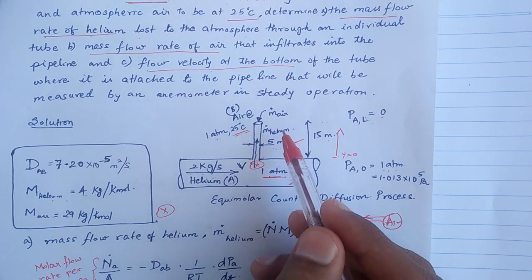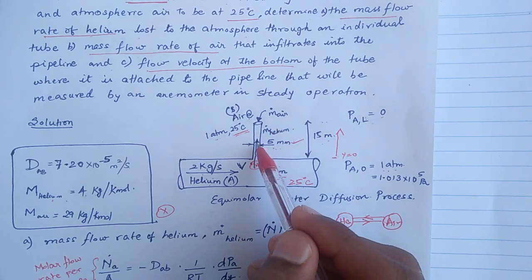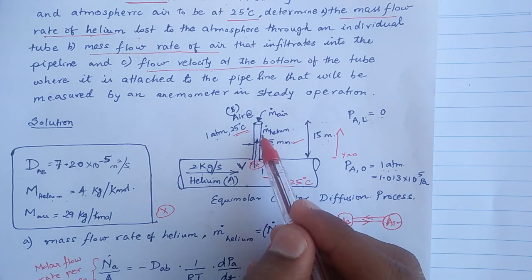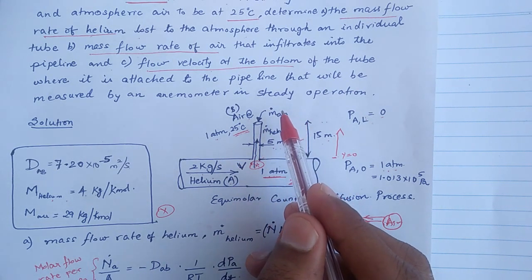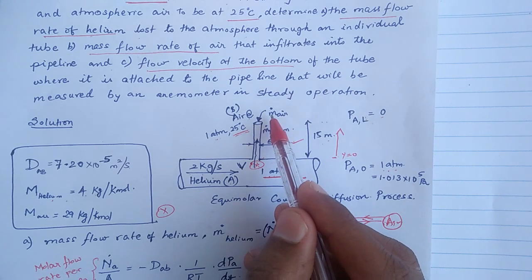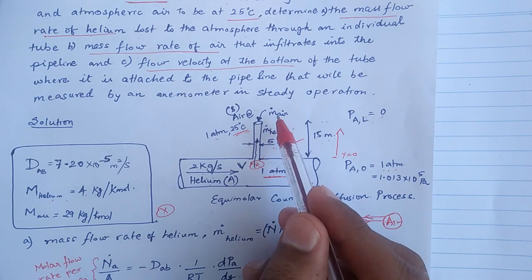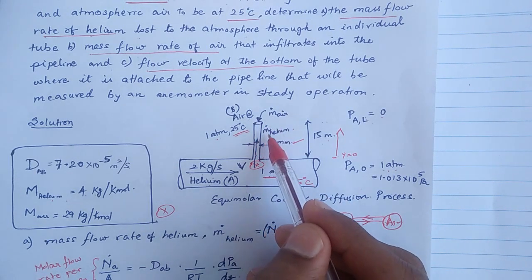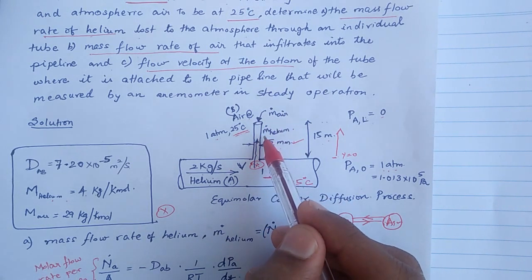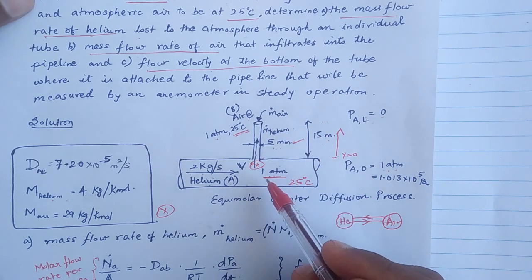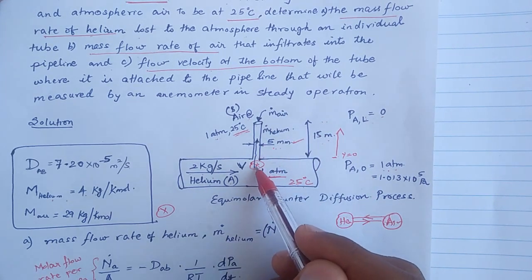So what happens is there are two possibilities. One, the helium will be escaping from the tube to the outside air. At the same time, the outside air will be entering into the tube. So there are two possibilities. So you have to find the mass flow rate of air entering and the mass flow rate of helium coming out of the tube. Next, you have to calculate the velocity at the bottom of the tube.